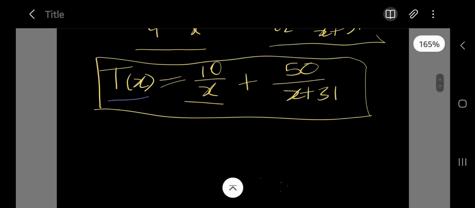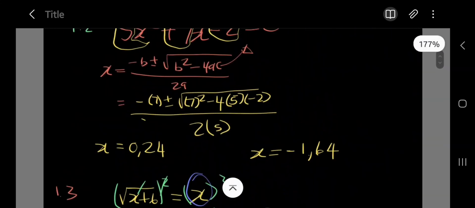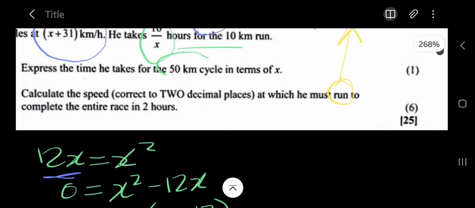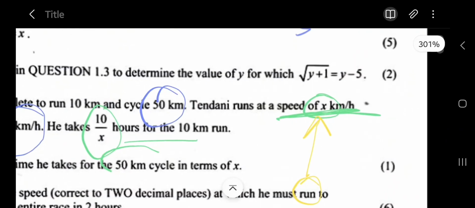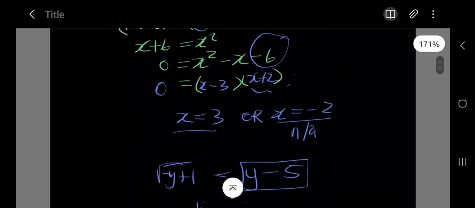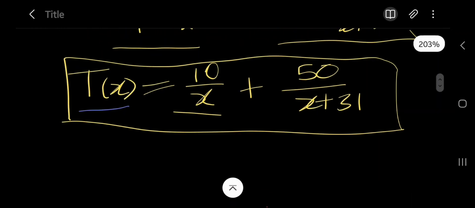Right, so this is the time for the entire race. But they want us to find the speed, which is x, the speed at which he must run. Remember they told us in the beginning that he was running at a speed of x. So they want us to calculate the value of x, where the time that it will take him to run the entire race will be 2 hours.